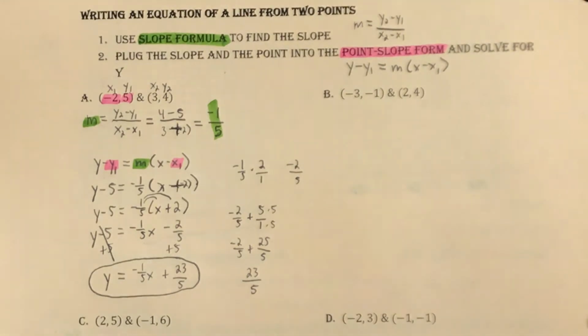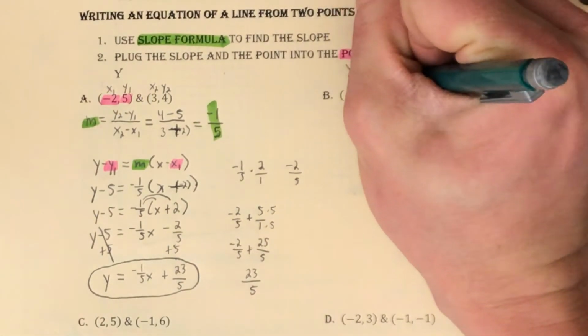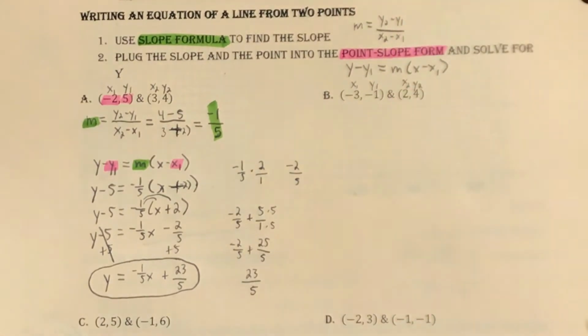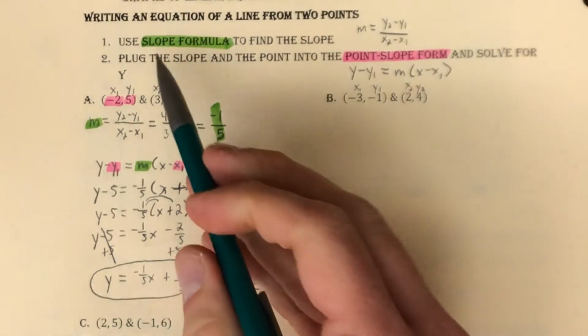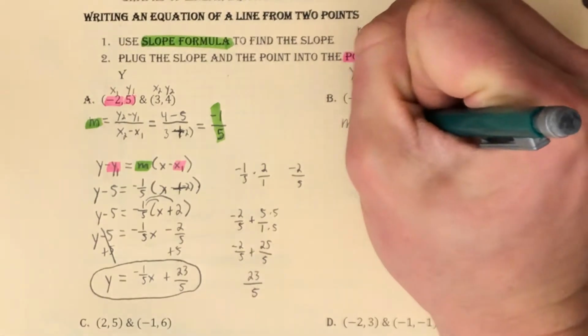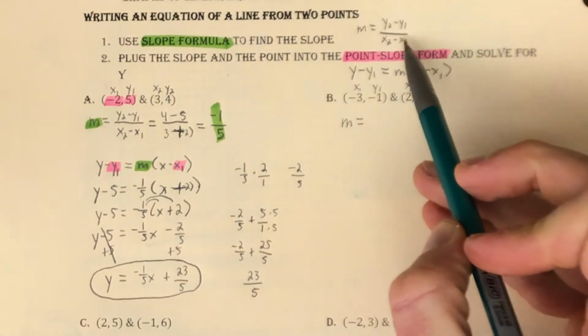All right, so let's go through example B now and take a look at that. So example B says it goes through the points negative 3, negative 1, and 2, 4. So first thing I want to do is label my points. So I'm going to call this x1 and y1, this one x2 and y2. After I've labeled my points, then I need to go in and put them into the slope formula. That's the first step. So m equals y2 minus y1 over x2 minus x1.